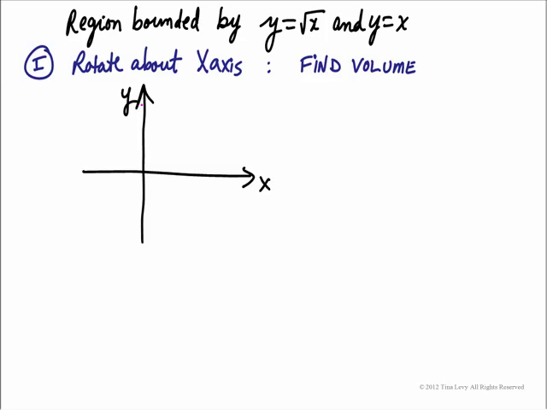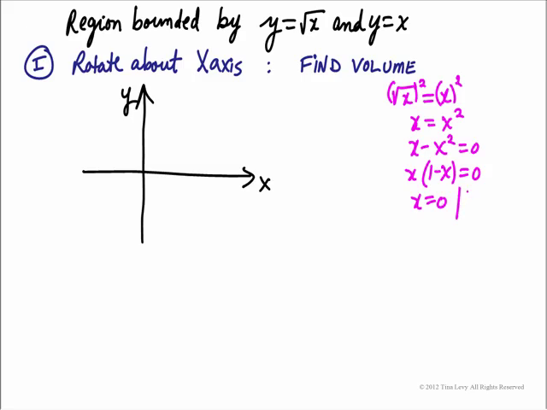A good first step would be to find the points of intersection of the two curves. So setting square root of x equal to x. To solve this, I square both sides, and I get x equals x squared, and I get x minus x squared is 0. X gets factored out: x times (1 minus x) is 0. So I have two x values where the two curves intersect. One is x is 0, the other is x is 1. And because y equals x, the y value will be the same.